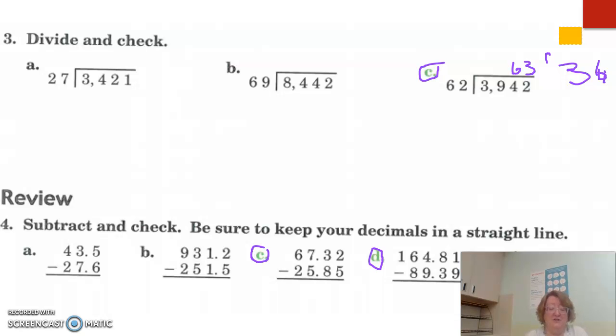All right, for 4C, the answer should be 41.47. You did all of your borrowing correctly and put your decimal in the correct place. That difference should be 41.47. For D, the completed answer should be 75.415. And again, if you checked it, then you should have had a product that answered the top number. So 75.415.